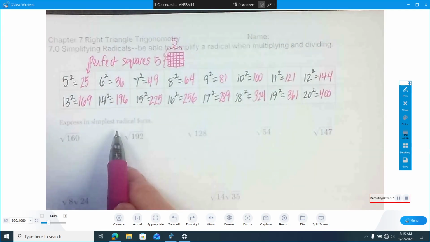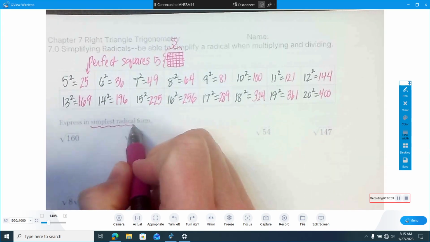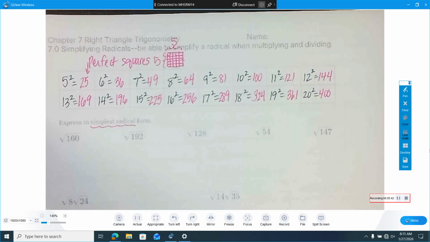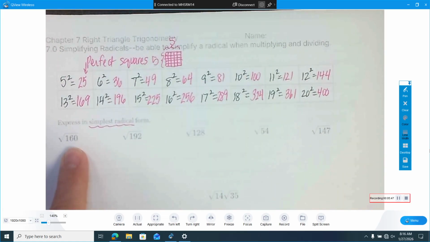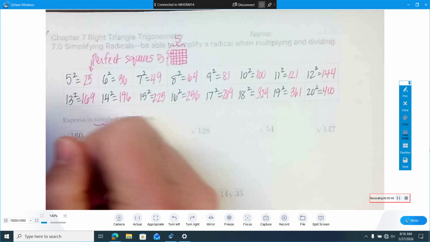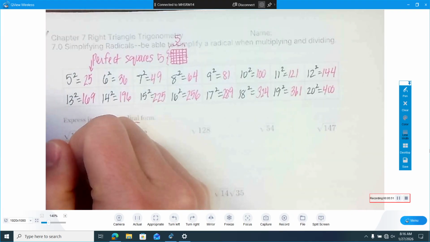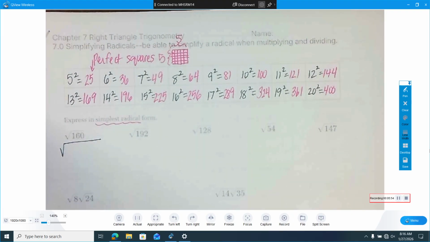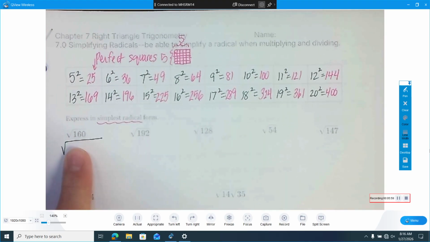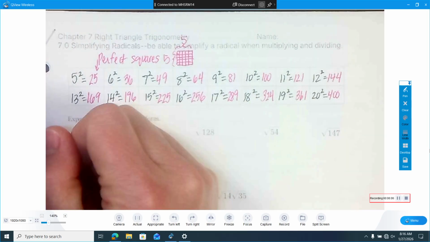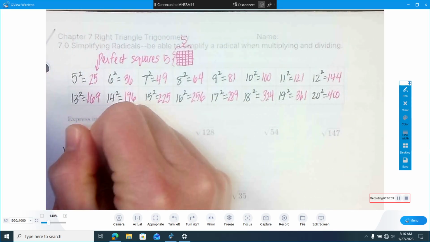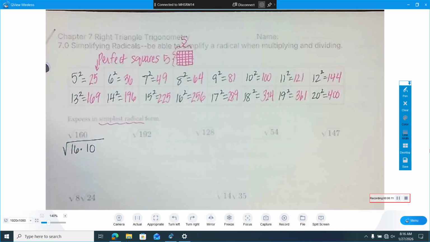When we simplify a radical, express the radical in simplest radical form, we are trying to figure out, hey, what is the biggest perfect square in 160? So what we're going to do is break down 160, and there's a multitude of ways to do this. But right off the bat, 160 is what times what? It ends in a 0. 16 times 10. Yes, it is. 16 times 10. Now, I like that.